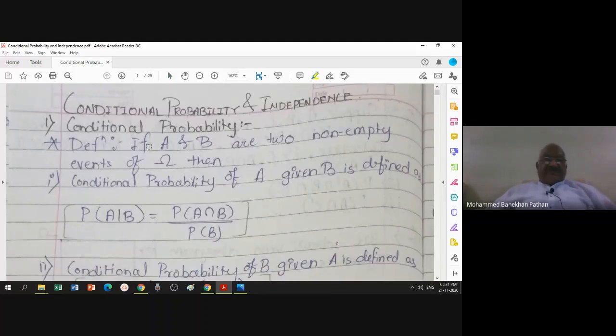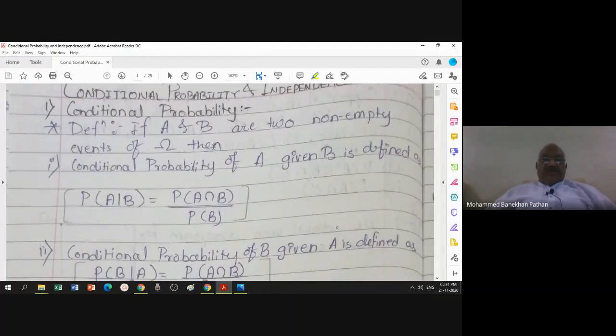Definition says if capital A and capital B are two non-empty events of omega, then conditional probability of A given B is defined as probability bracket A. This vertical line you have to read as given. A given B equals, it is the ratio of two probabilities, probability A intersection B divided by probability of B.